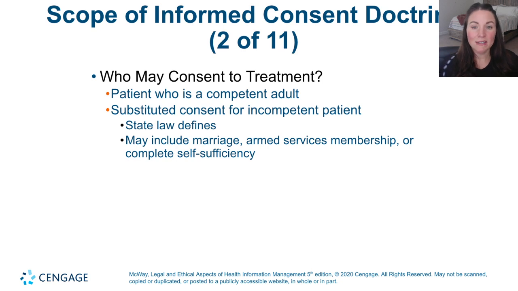If the patient is a competent adult, they can consent. If they are incompetent, an authorized person can make the decision, and this is called substituted consent. Some underage marriages, armed service membership, or complete self-sufficiency. We're not really going to go into that, so don't worry about that bullet.